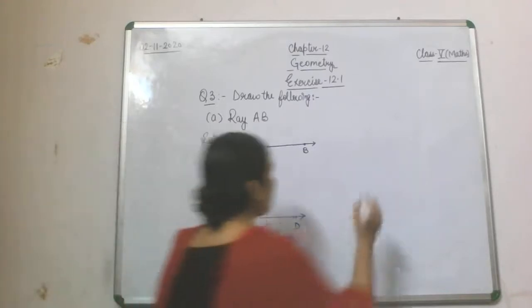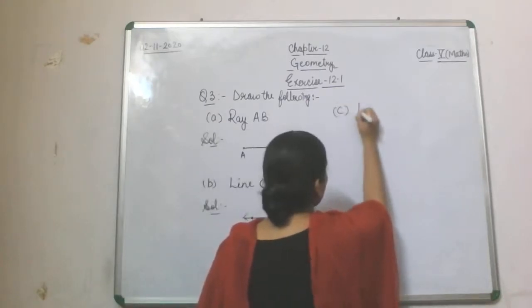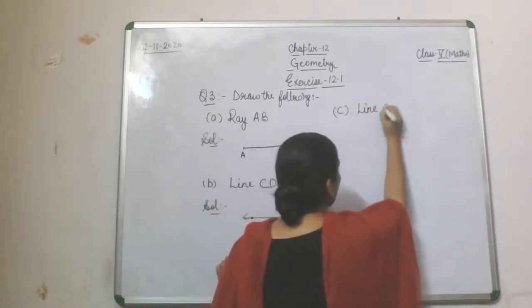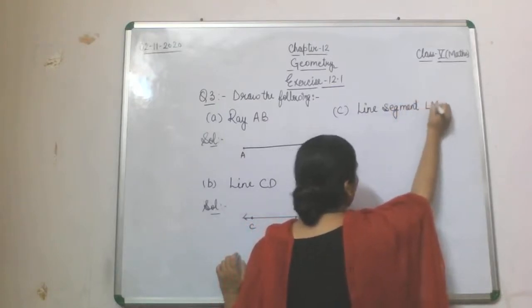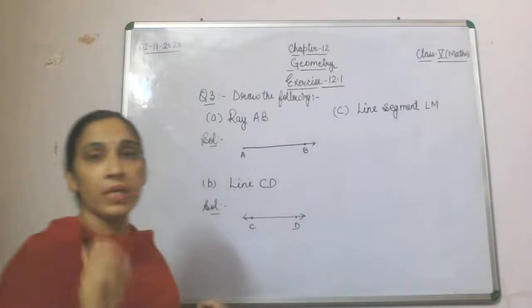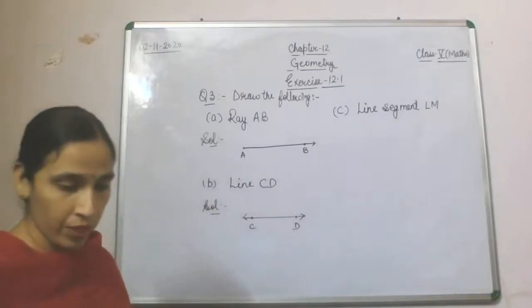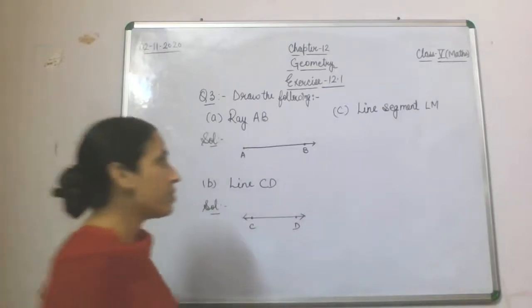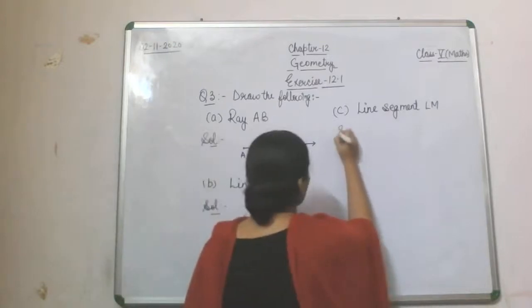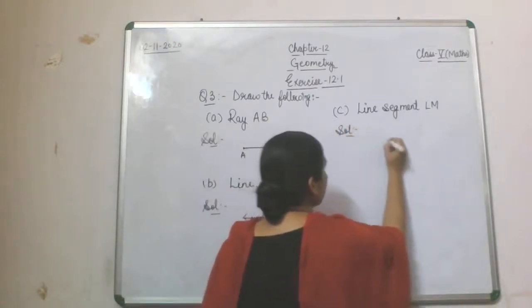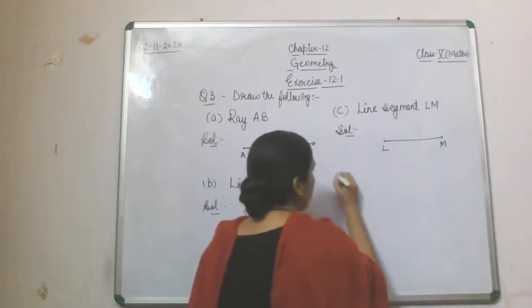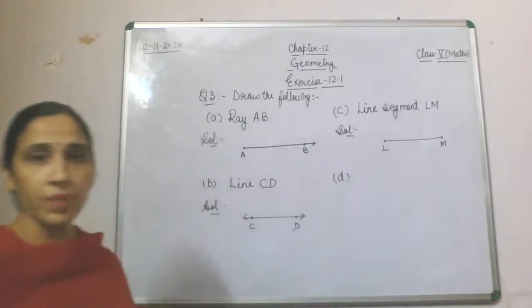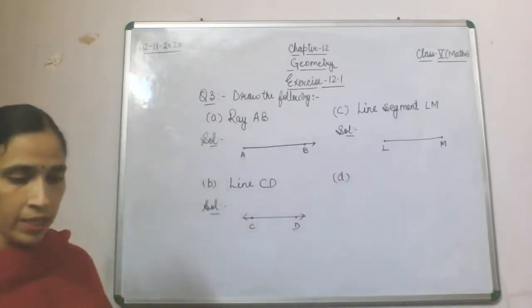Now next C part, that is line segment. Line segment means a portion from a line. So it will be of particular measure. Fine. So measured segment we required. So what is the solution? We have 2 endpoints and we'll name it L and M. Particular length L and M.